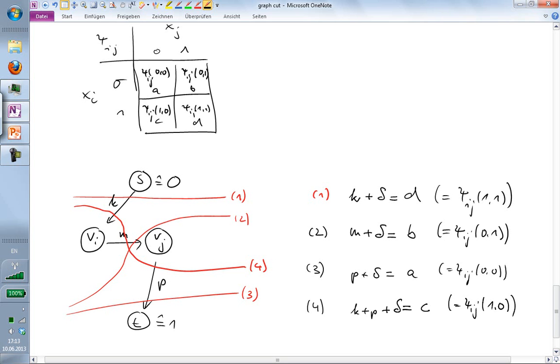This is delta. It's the same offset that I had in all equations, the offset for the energy. Thanks for asking.